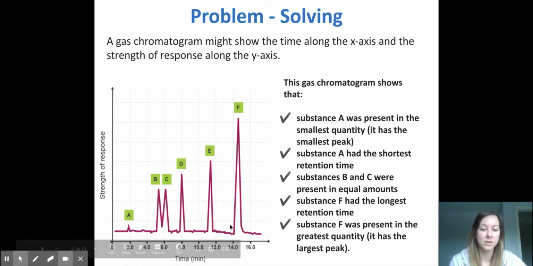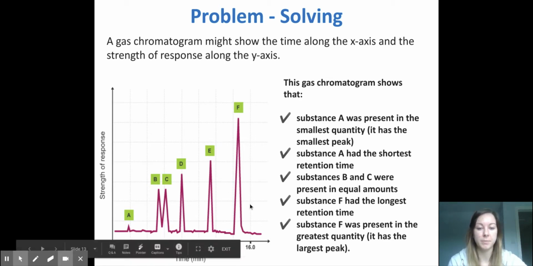Substance F has the longest retention time, and it also is present in the greatest quantity, so it has the largest concentration because it's the largest peak.